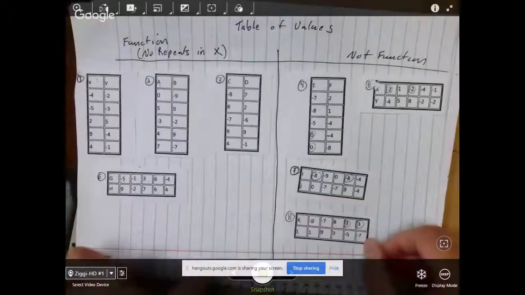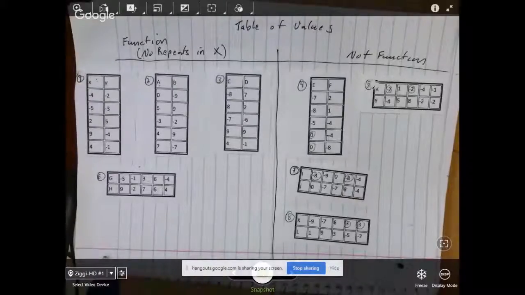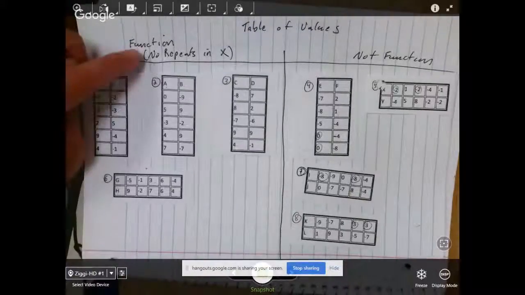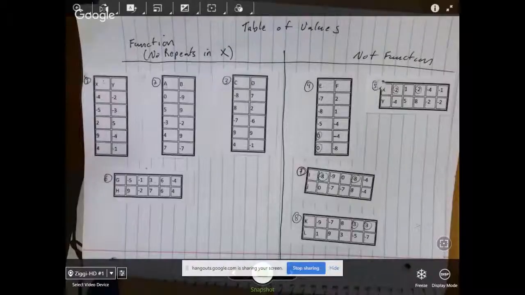Functions have no repeats in their X. That's the easiest visual way to see it. So you'll glue these into these columns, and you'll have these set to look at in your notebook.